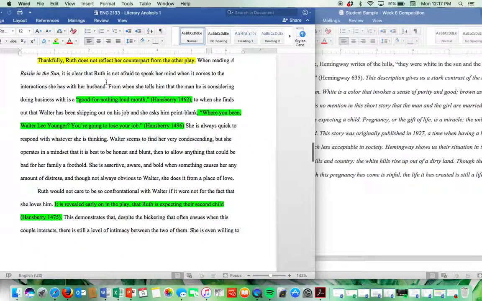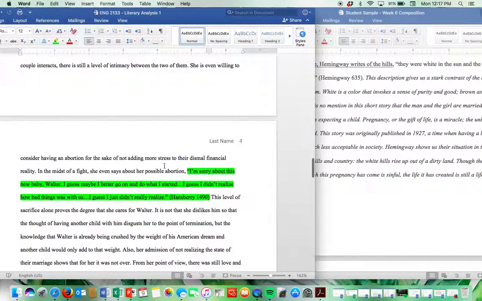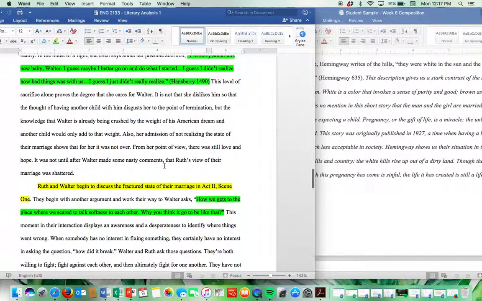And then now we look at Ruth. And now, how does Ruth interact with her family? Okay, so she's got a "good for nothing loud mouth," is what she tells Walter. So obviously she's more outspoken. So here's examples of her being outspoken. So you'll see there's lots and lots of quotes here.